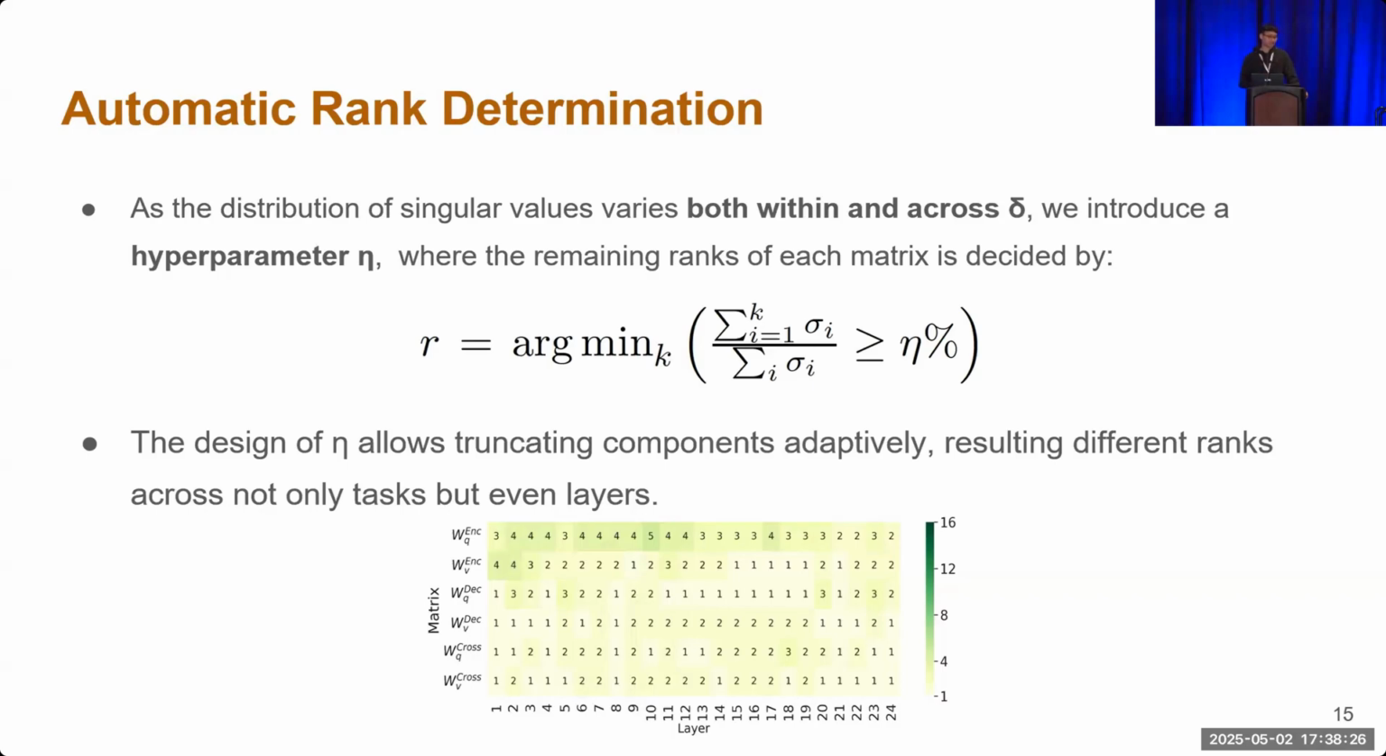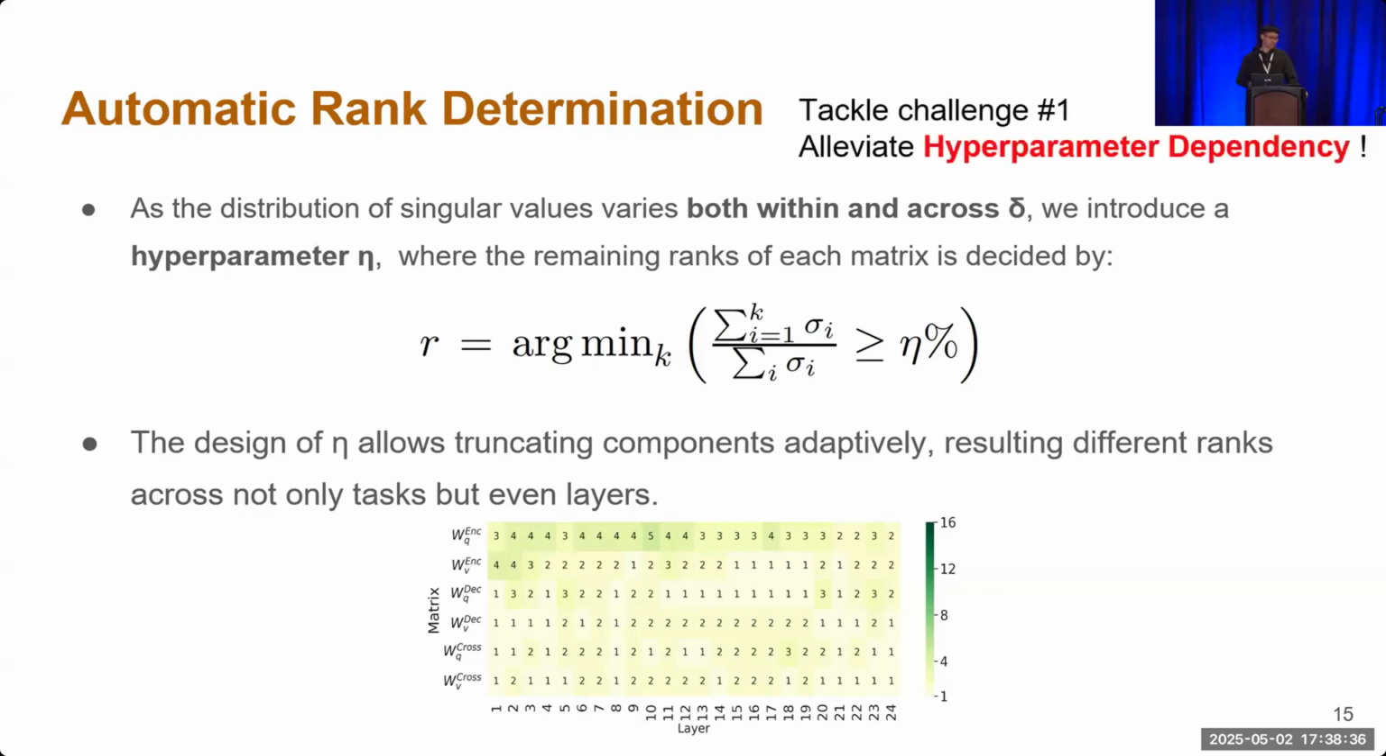As in the figure below, by setting eta to 40%, the remaining ranks differ across layers in one fine-tuned model. So now if we recall, by introducing only one hyperparameter here, we are actually tackling the first challenge, which is the hyperparameter dependency.